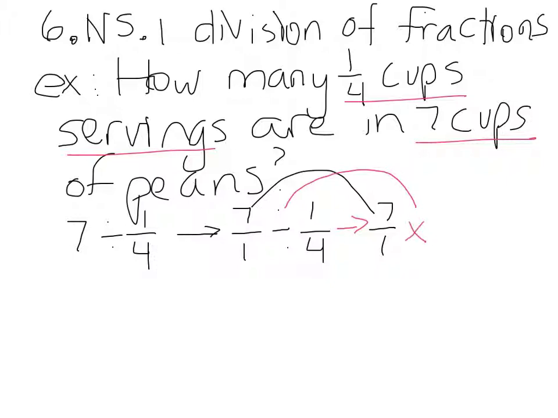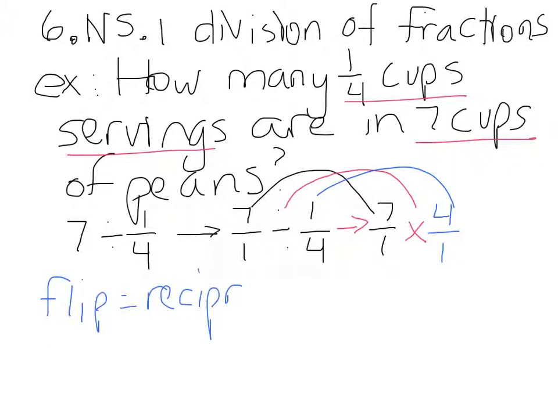And the last thing is our flip. Our flip is when we flip 1/4 into 4/1. That is called the reciprocal. The flip equals a reciprocal. A reciprocal is when you flip a fraction over. So the numerator becomes the denominator, and the denominator becomes the numerator. So we just flipped it over and created the reciprocal.